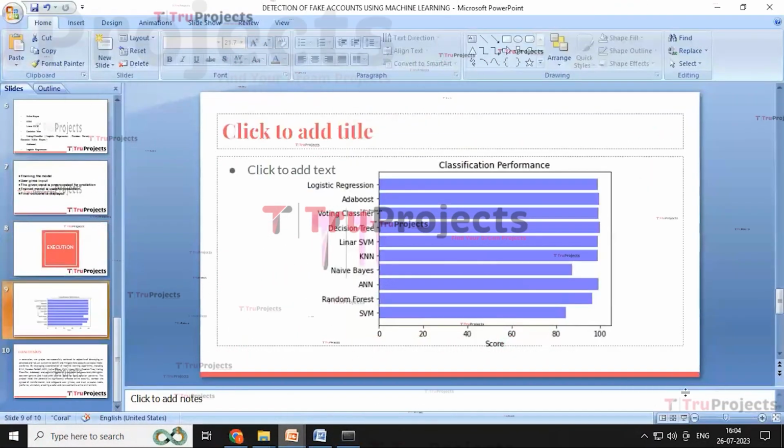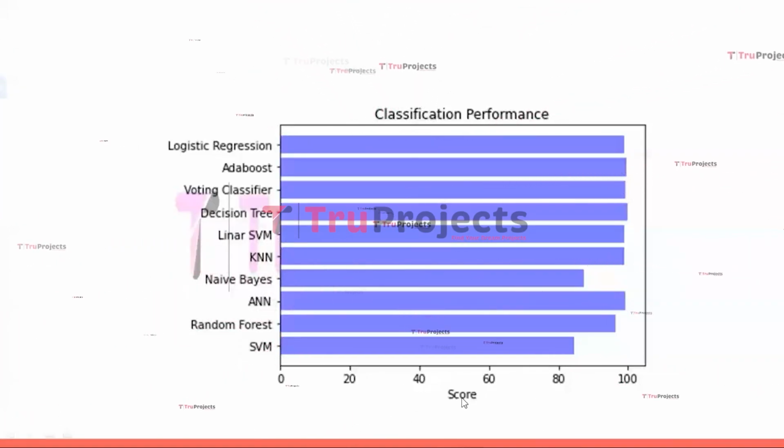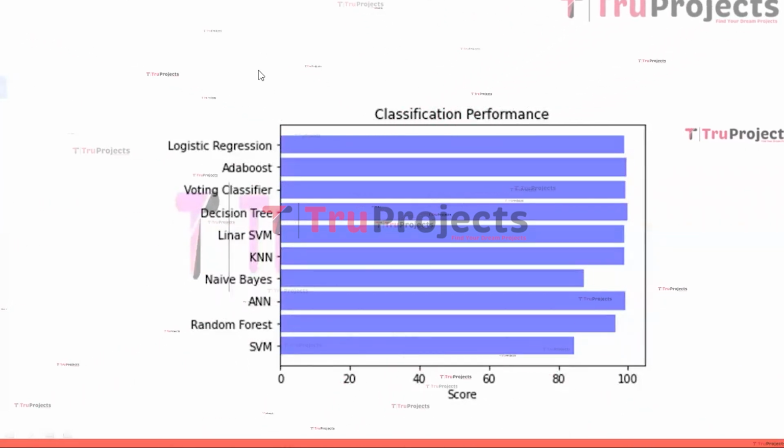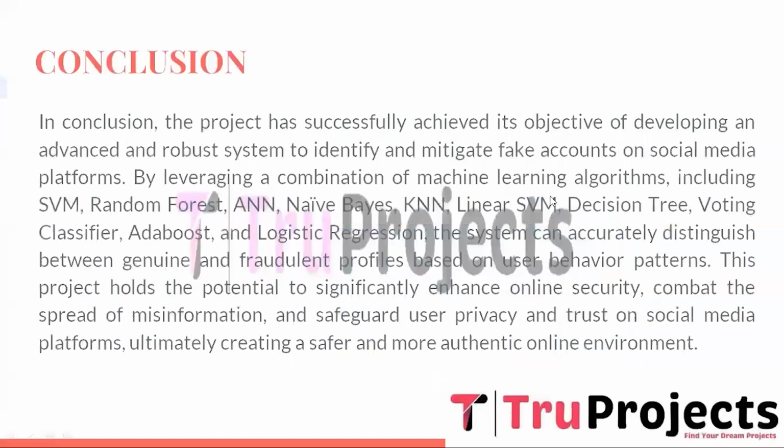And this is the comparison graph where the x-axis represents the score of each algorithm's accuracy and the y-axis represents the algorithm names that we used in this project. And in conclusion, the project has successfully achieved its objective of developing an advanced and robust system to identify and mitigate fake accounts on social media platforms.